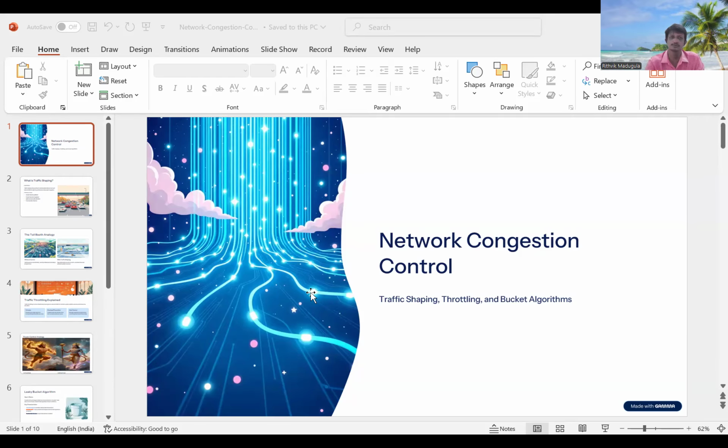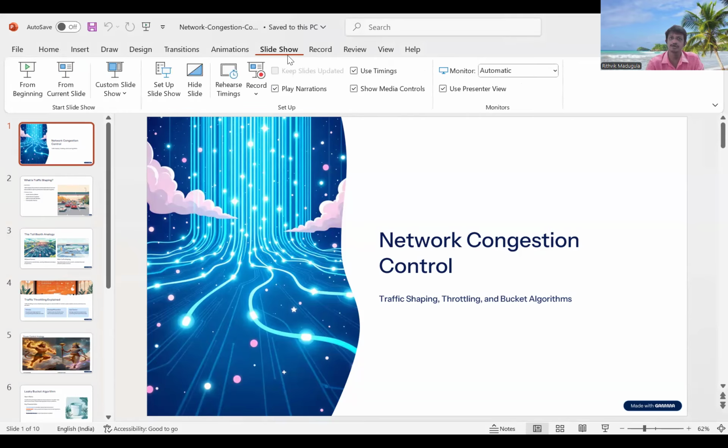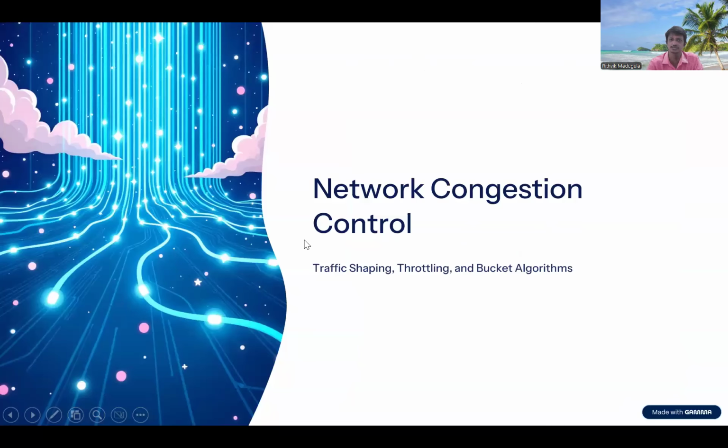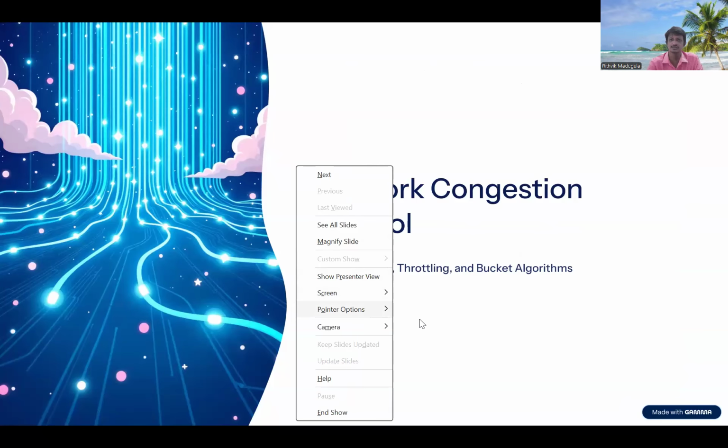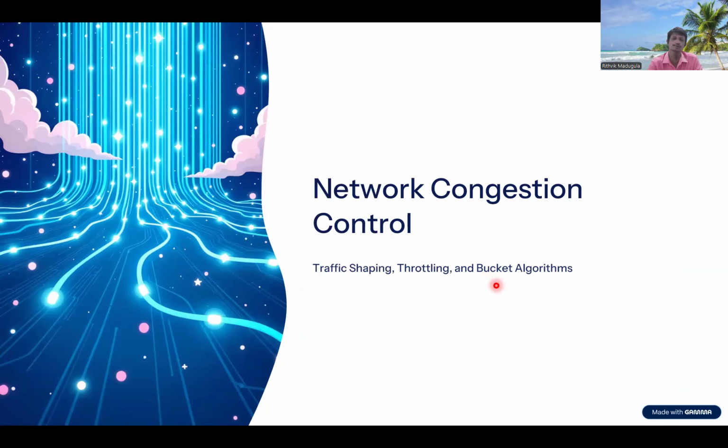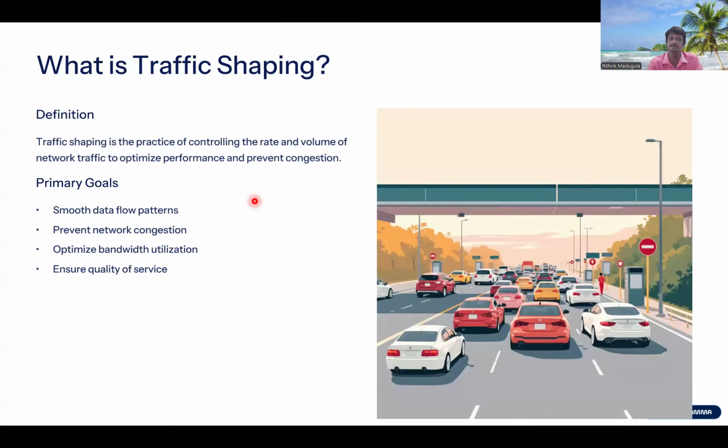So today we are going to have a small outlook regarding the basic network congestion control strategies. In this we have two important basic concepts: traffic shaping, and token bucket algorithms. These are the two important algorithms that play a major role as far as networking concepts are concerned. So let us have an outline of traffic shaping.